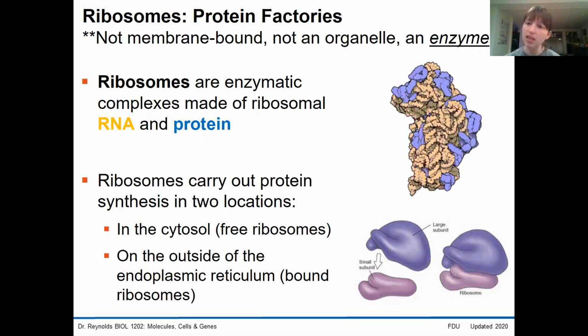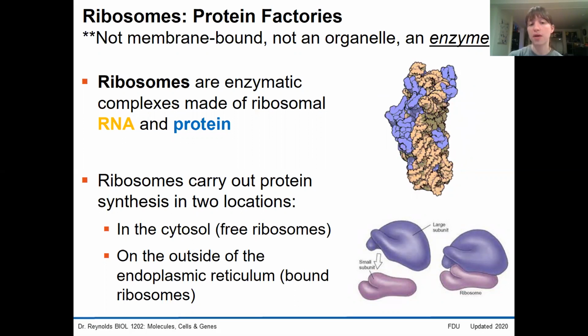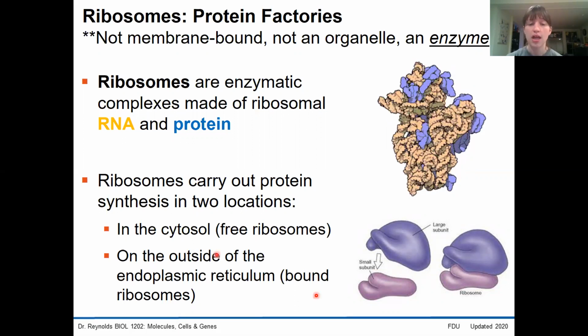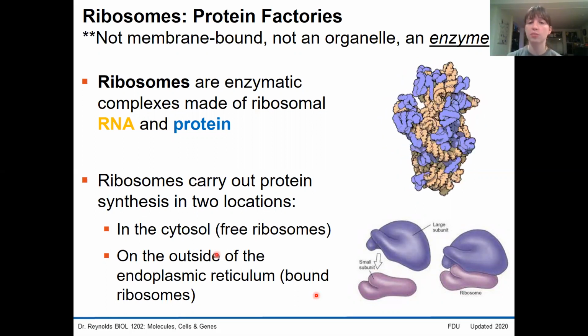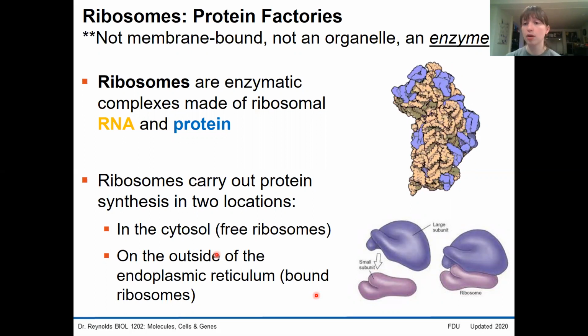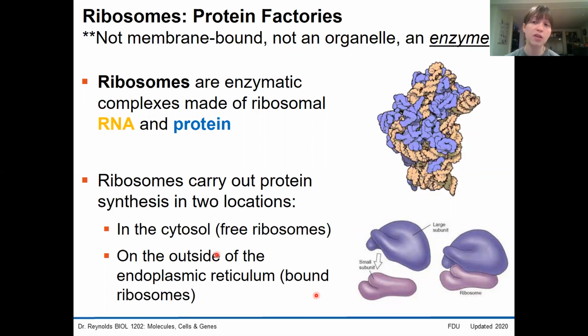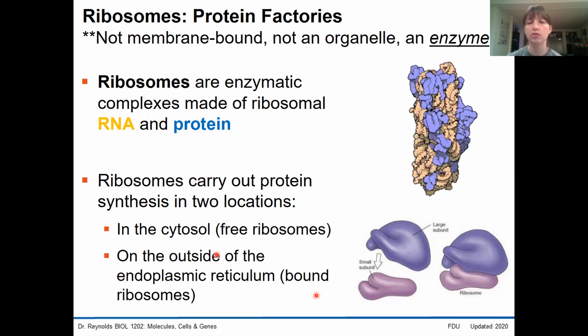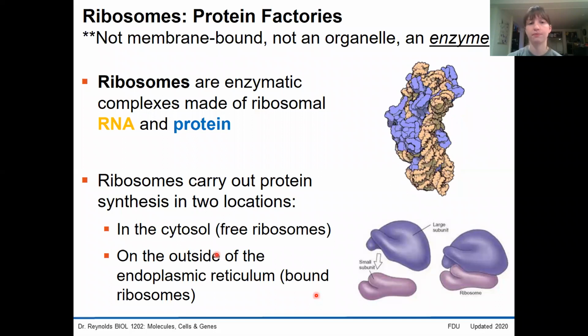They can be found in two locations inside of the cell. The first we've already talked about. These are bound ribosomes attached to rough ER. But there are also free ribosomes that float around in the cytoplasm. They still make proteins, but because these proteins are being produced in the cytoplasm and not in the lumen of the ER, they will not be glycoproteins.